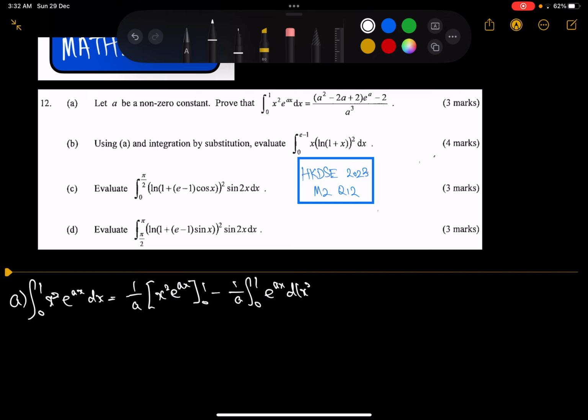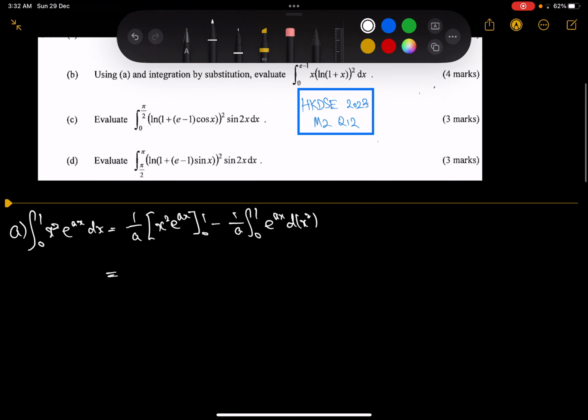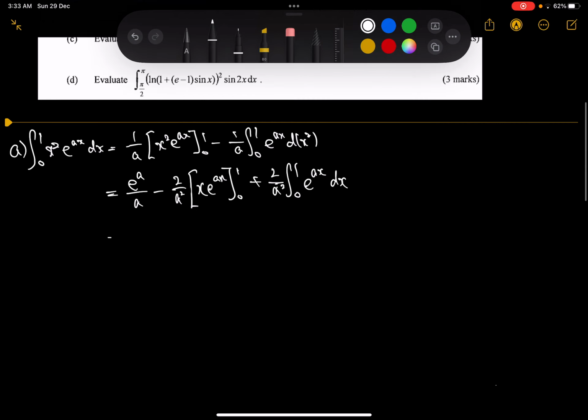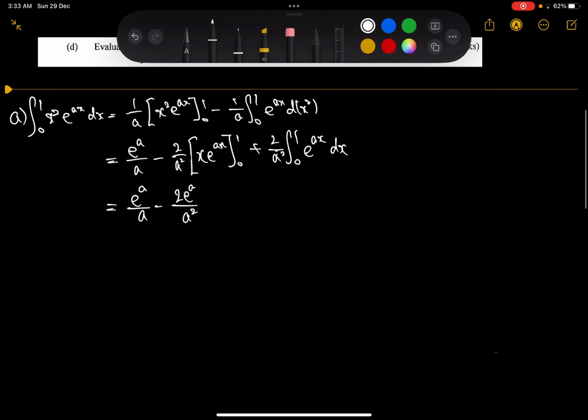We have whatever's here. So we have e to the power of a over a, minus 1 over a times x squared, 2x, and then put in there, so 2 over a squared, x e^(ax) from 0 to 1, plus 2 over a, integral from 0 to 1 of e^(ax), 2 over a squared e^(ax) dx, which means we have e to the power of a over a minus 2 over a squared plus 2 over a squared, e to the power of a minus 1.